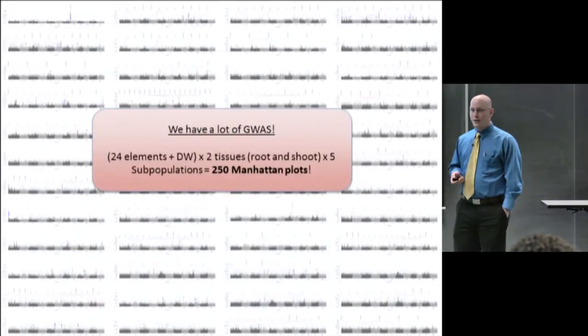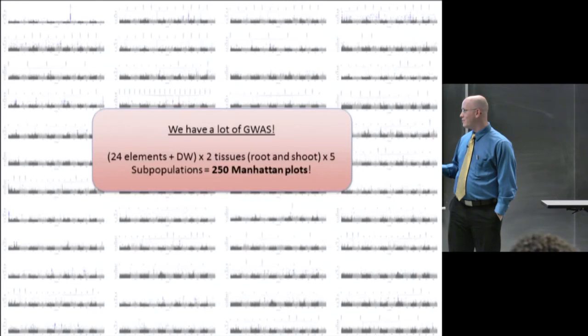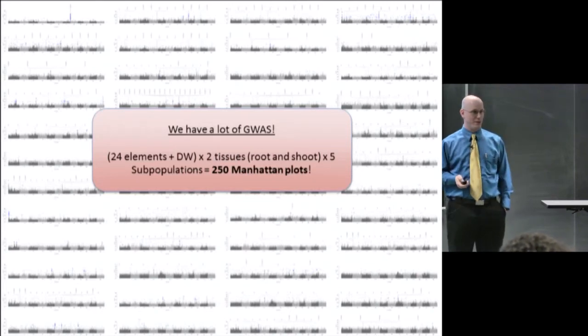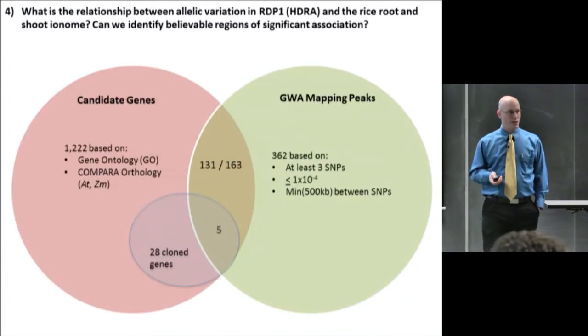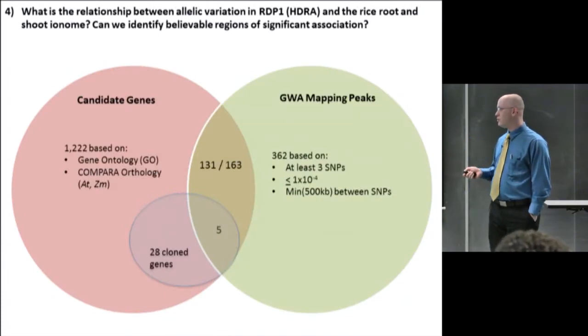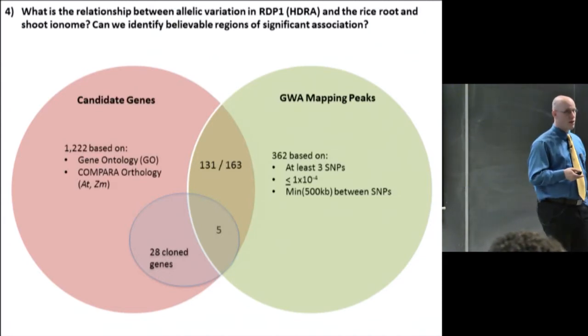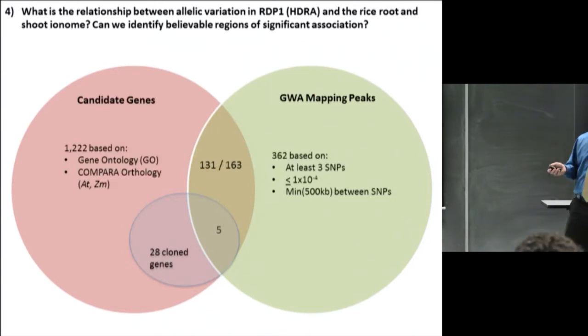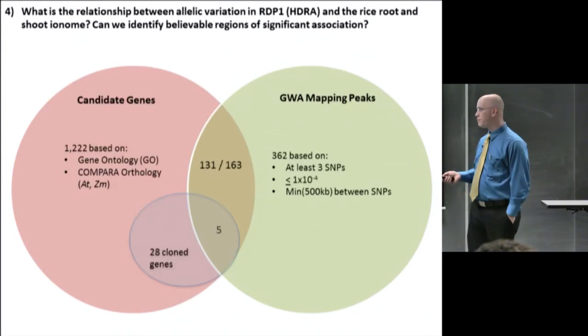We have a lot of GWAS. Like I said, 24 elements plus dry weight times 2 tissues times 5 subpopulations means 250 Manhattan plots. And in order to develop some kind of port of entry into annotating some of these GWAS peaks, we embarked on a candidate gene analysis. Okay? So using gene ontology and comparative genomics, we were able to identify about 1,200 candidate genes in rice that are putatively associated with ionomic variation based on their electronic annotation in the database.